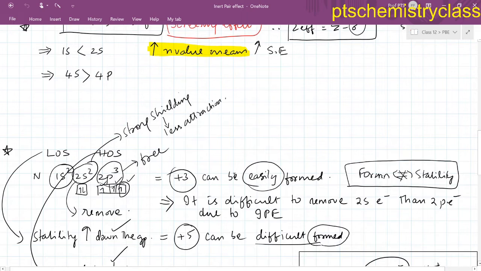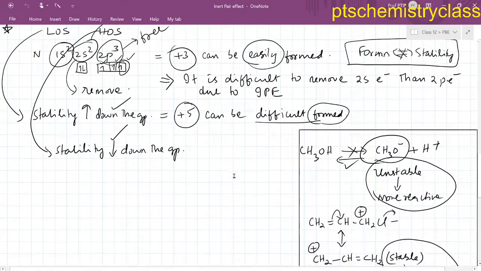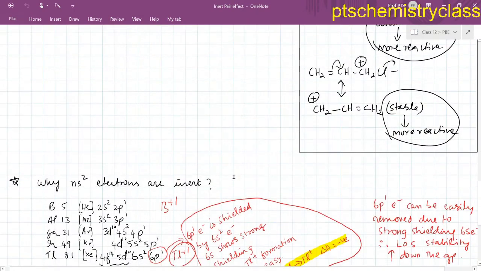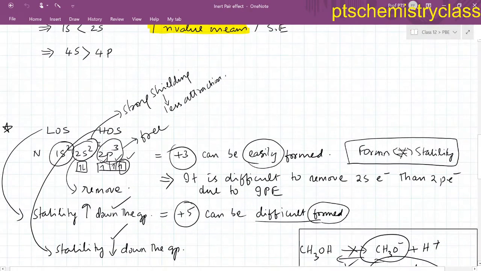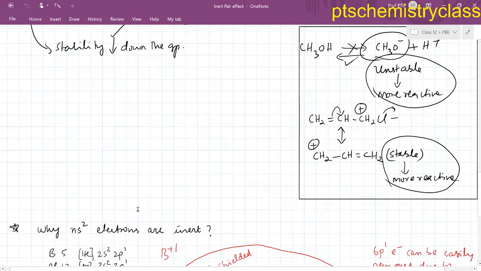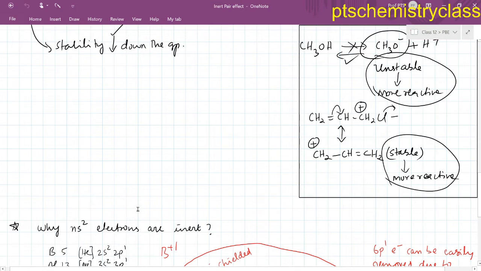Now, based on this inert pair effect, we come to two types of conclusion. That is, the lower oxidation state and higher oxidation state stability. The lower oxidation state stability increases down the group and the higher oxidation state stability decreases down the group. So what does it mean? It means you have to find, as I told you in the previous class yesterday, how to find out the lowest oxidation state and highest oxidation state.